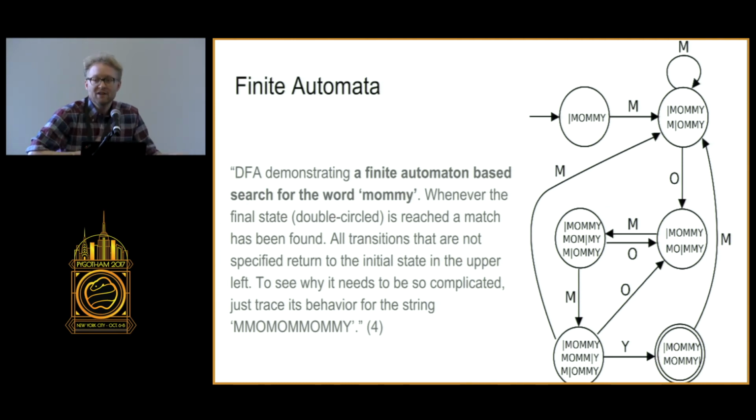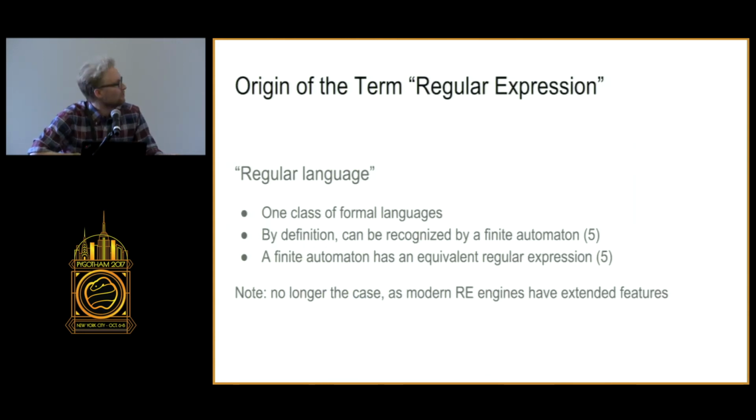So this is a finite state machine, an automaton, a finite automaton that will match text. This relates to the origin of the term regular expression. So this is two logical steps. A regular language is one class of formal languages. By definition, it can be recognized by a finite automaton, like the one we just looked at. And a finite automaton has an equivalent regular expression. This is a mathematical proof. So, A to B to C, this is how the term regular expression came into existence. Now, it is important to note that it's no longer quite the case because modern regular expression engines have extended features. So, incredibly useful, very interesting, and a great start to exploring, 90% of the way there really, towards exploring regular expression engines.